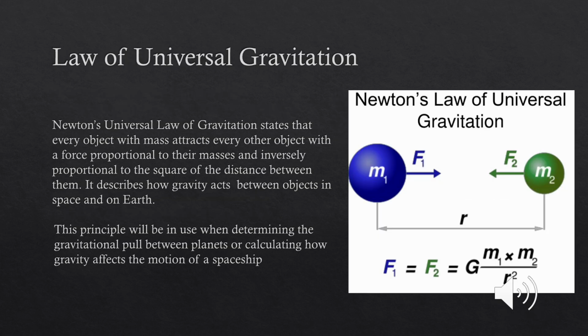Another force at play here is Newton's universal law of gravitation, stating that every object with mass attracts every other object with a force proportional to their masses and inversely proportional to the square of the distance between them. It's going to describe how gravity acts between objects in space and Earth. This principle will be in use when determining the gravitational pull between planets or calculating how gravity is going to affect the motion of our spaceship.